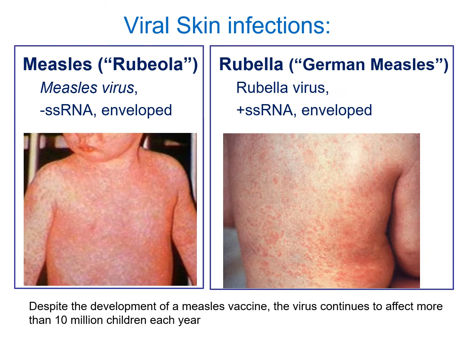Other viral infections that can cause rash-like symptoms would include measles. So we have rubeola, we have rubella. Typically not too harmful, but they can be. They're of significant concern in pregnant mothers because they can be quite damaging to the fetus.